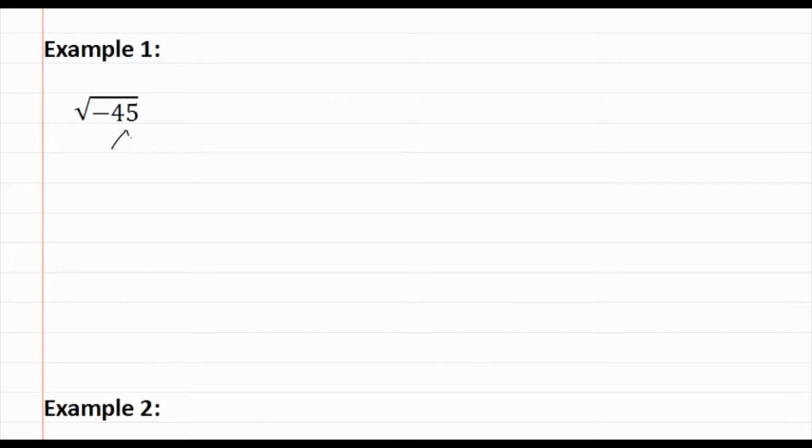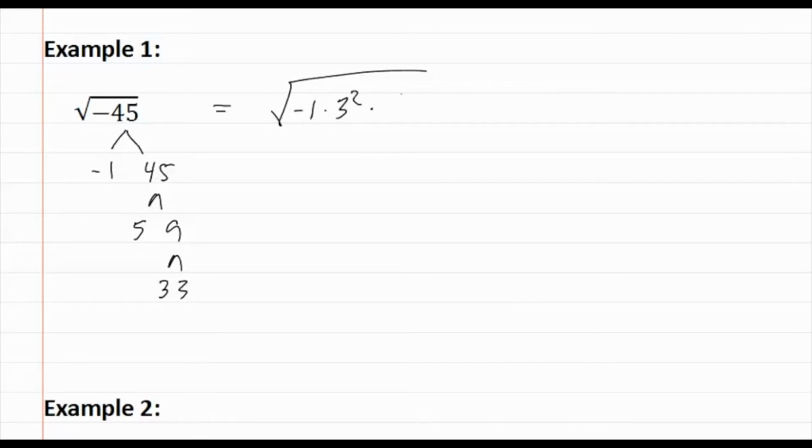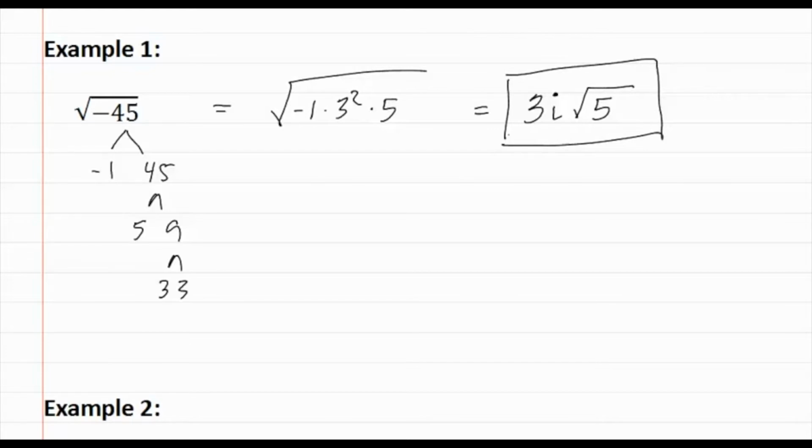Let's start by first factoring this out. I would have a -1 and a 45, a 5 and a 9, and a 3 and a 3. This means that it can be rewritten as -1 times 3 squared times 5. Remember that a -1 comes out as an i, 3 squared comes out as a 3, and the 5 would stay inside. This means that the square root of -45 is actually 3i square root 5.